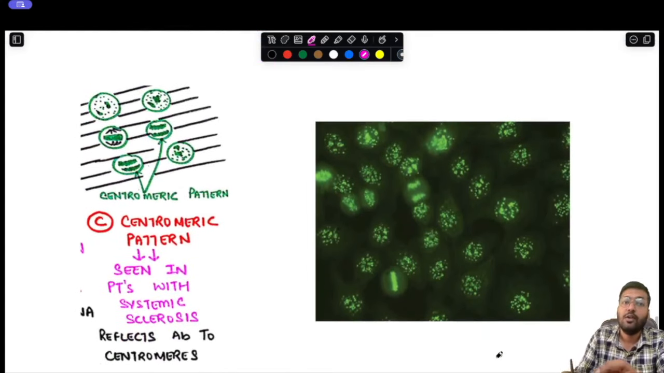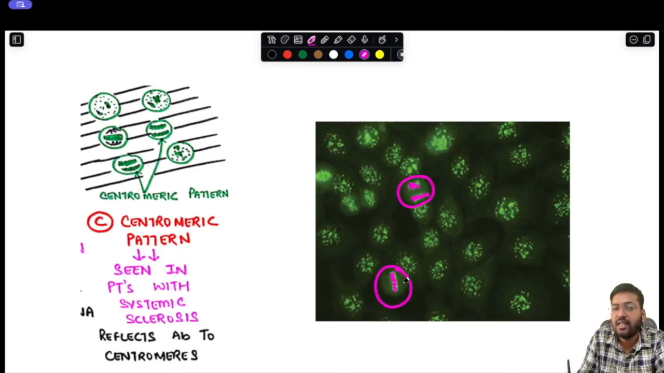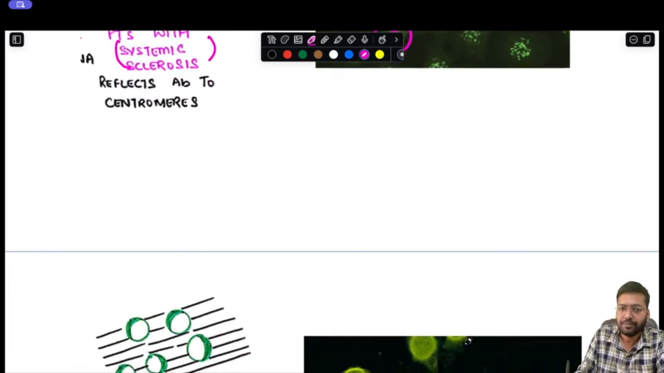The third pattern is a centromeric pattern, wherein antibodies are mainly seen against the centromeres. So you can see centromeres, they are involved in division. So you can see how the centromeres over here are helping in cell division. Some of them are just at the center, they are just starting the cell division. Although this pattern can be seen in SLE, it is more commonly seen in patients with systemic sclerosis. This is a centromeric pattern.